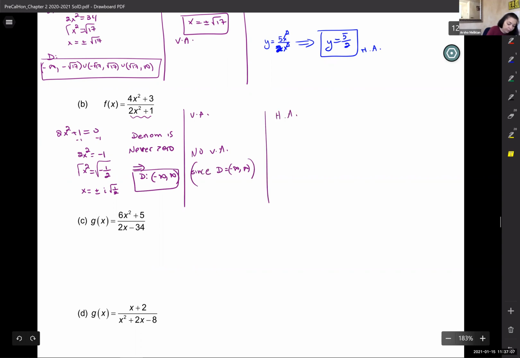Horizontal asymptote. Take the highest term and the highest term, same exponents. So we take the coefficients only. So y equals 2 is the horizontal asymptote. All right, questions?